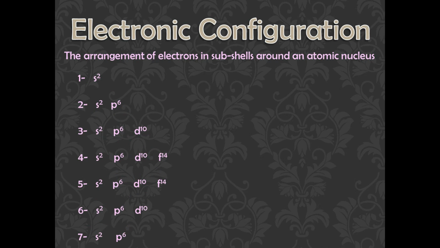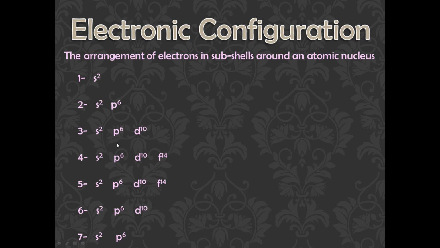Now I'll tell you how we can write electronic configuration, or how we can fill electrons in these subshells. I have told you how shells are divided into different subshells, like the first shell into one subshell, the second shell into two subshells. I have written over here up to the 7th shell. So this is the division of shells into subshells.